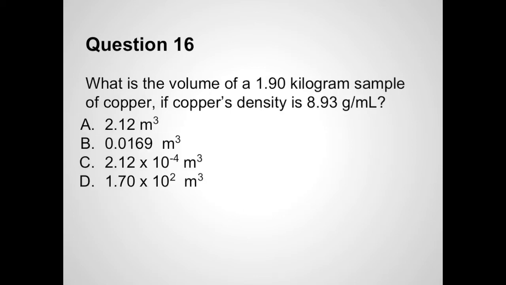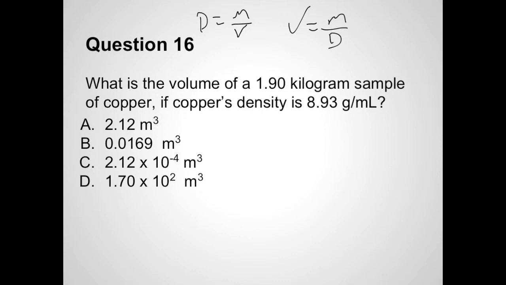Okay, what is the volume of a 1.90 kilogram sample of copper if copper's density is 8.93 grams per milliliter? So we're trying to find the volume, and we're given the density, so we have to remember that density is mass over volume, which means that volume is mass over density. A couple other things going on here. We've got grams per milliliter as our density. We've got the mass in kilograms, so we're going to have to do a little converting there. And then the answer choices are all in cubic meters, so we're going to have to deal with some conversion there.